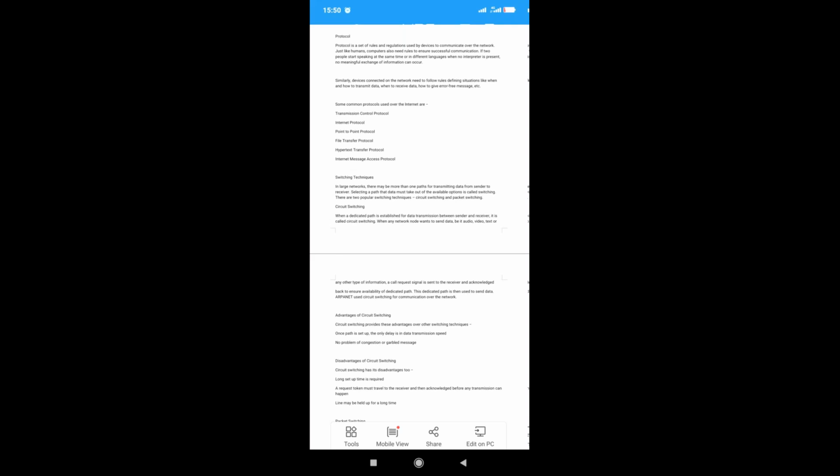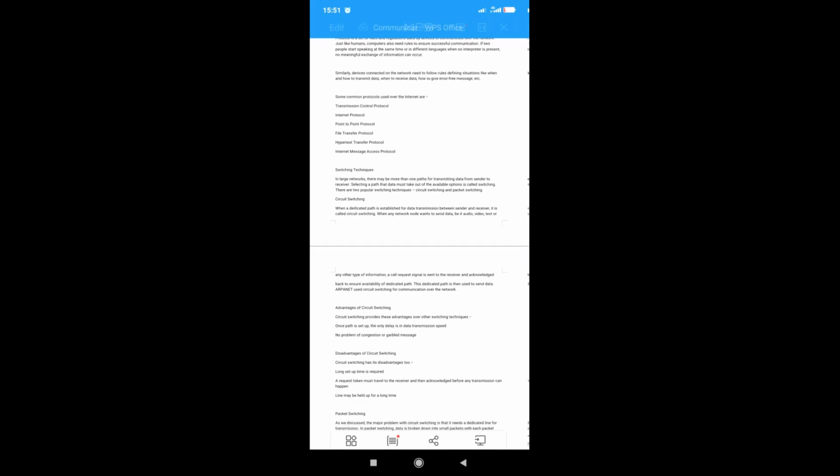When any network node wants to send data, a request is first of all sent to the receiver. And if this receiver is available at that point in time, an acknowledgement is sent back to ensure the validity and availability of that dedicated path. A request is sent first of all. That is why when you pick up your phone, perhaps you want to make a call, understand that this is what actually takes place.